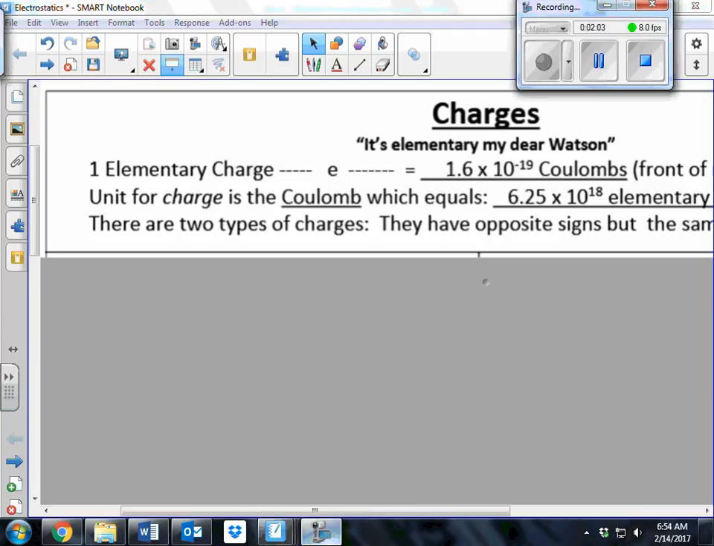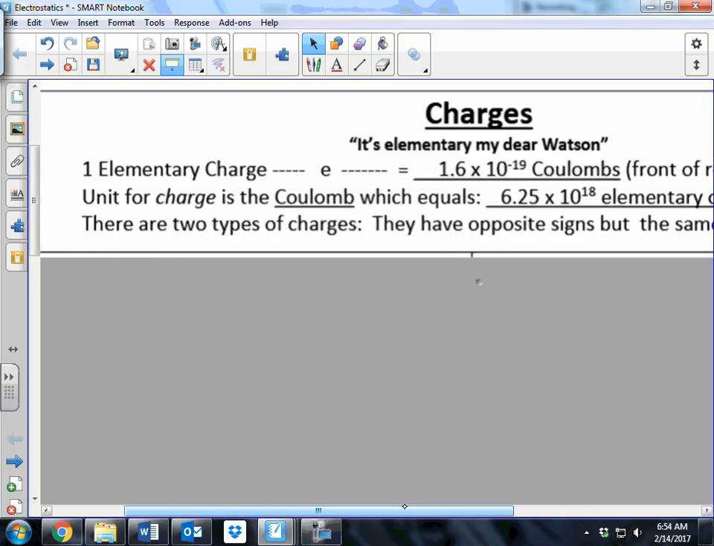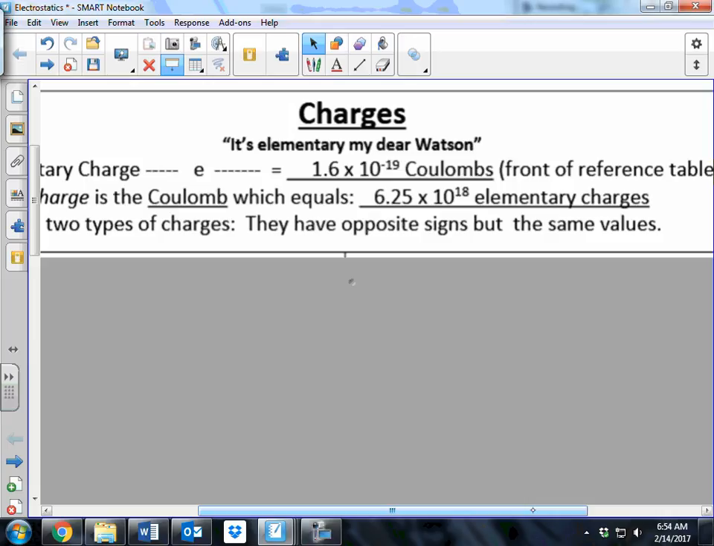The unit for charge is the coulomb, which equals 6.25 times 10 to the 18 elementary charges. A coulomb is huge. You really can't find a natural coulomb on Earth because that is a lot of charge. If you were to write that out, it would be 625 followed by sixteen zeros. As you can see, that's a lot of zeros. So that's why an electron is so small. You would need that big a number to have that much charge.